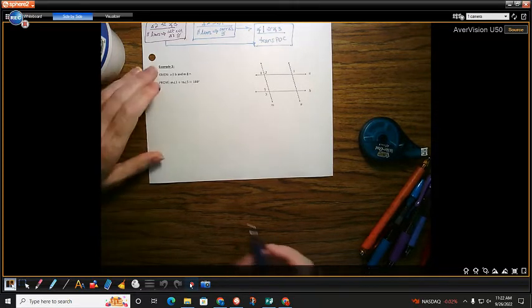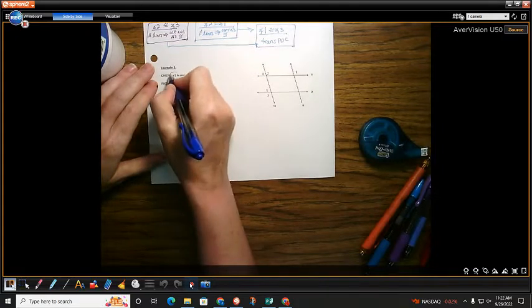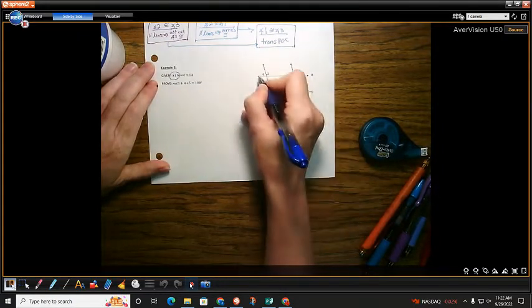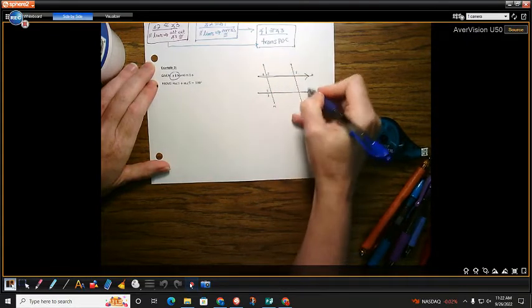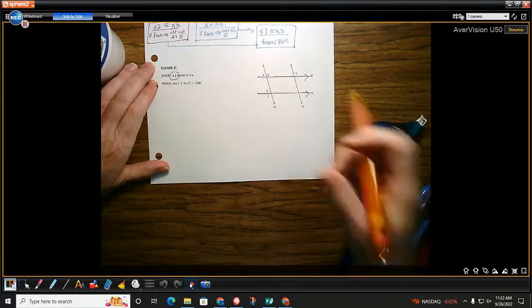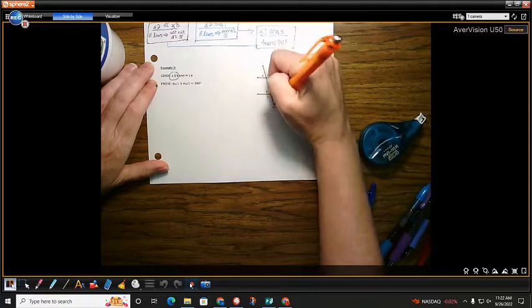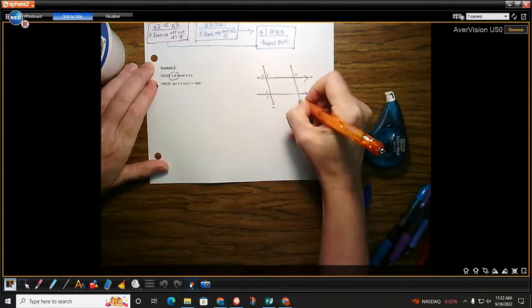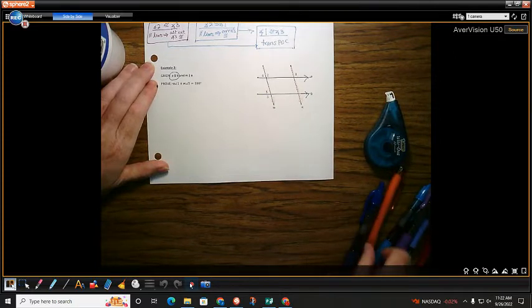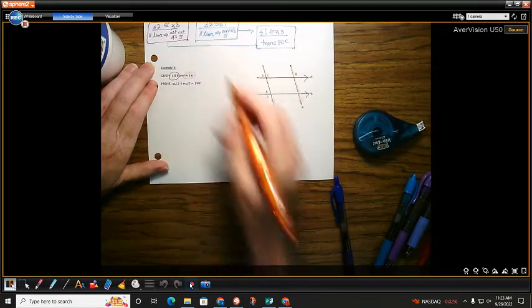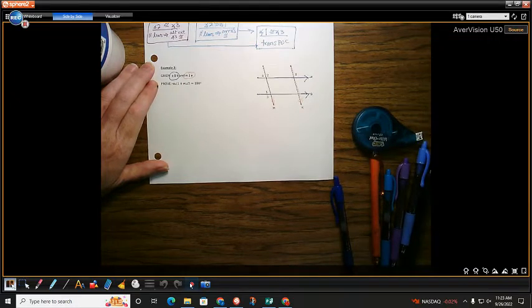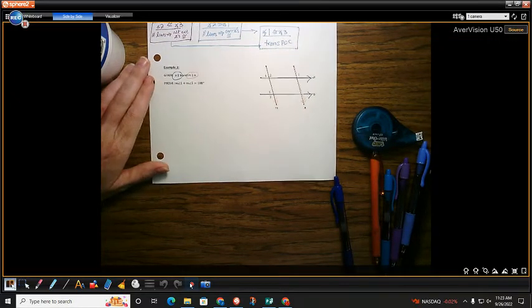So start off with what you're given and make sure you put that in your picture. So I know A is parallel to B. So that's these two horizontal guys. And I know M is still parallel to N. So that's going to be these guys. And then what should I do now that I've got my givens written in and marked?